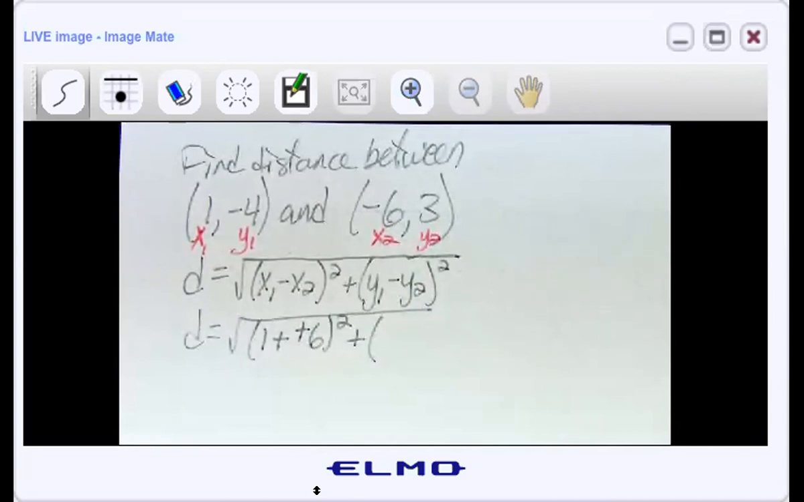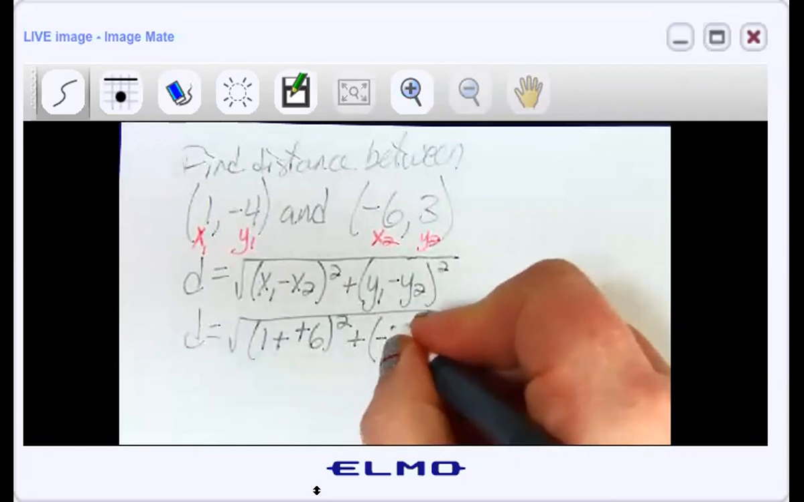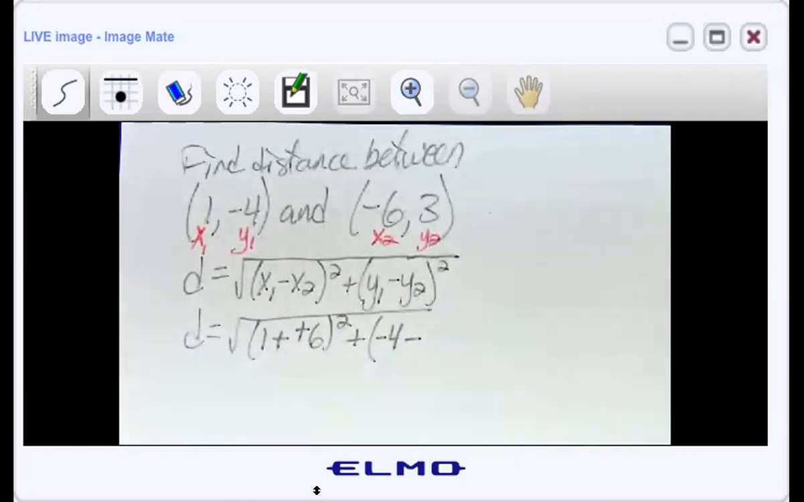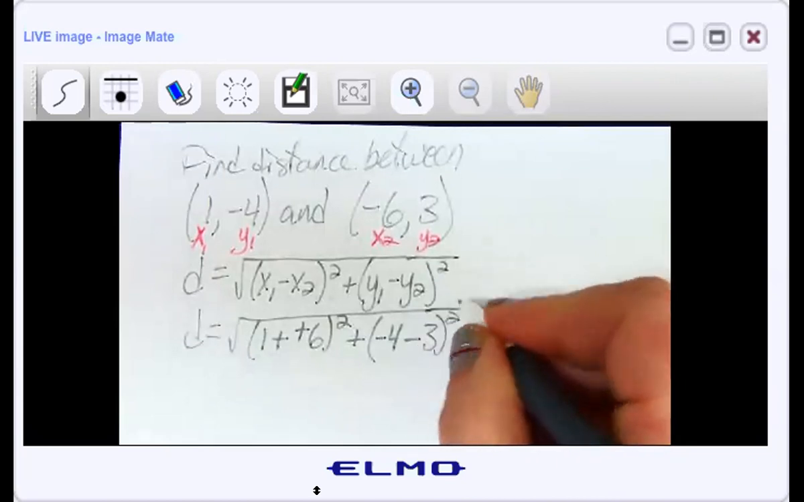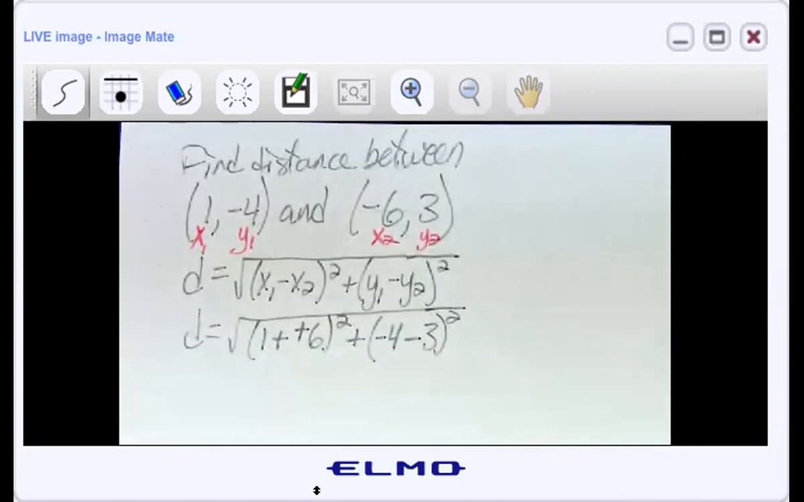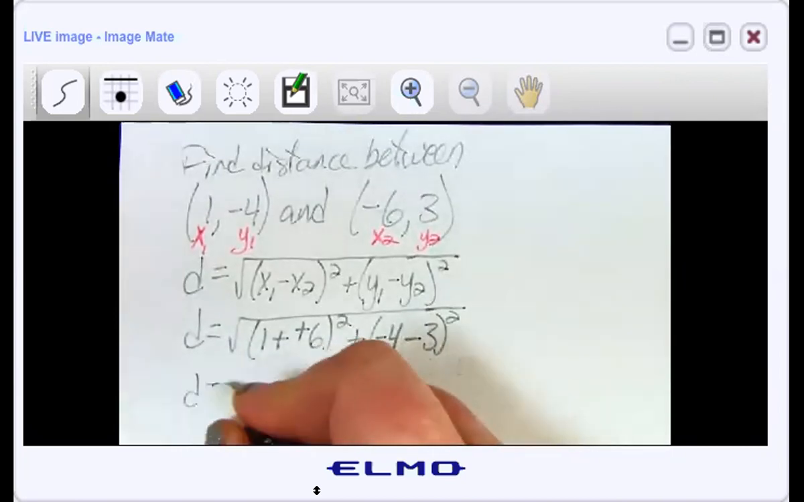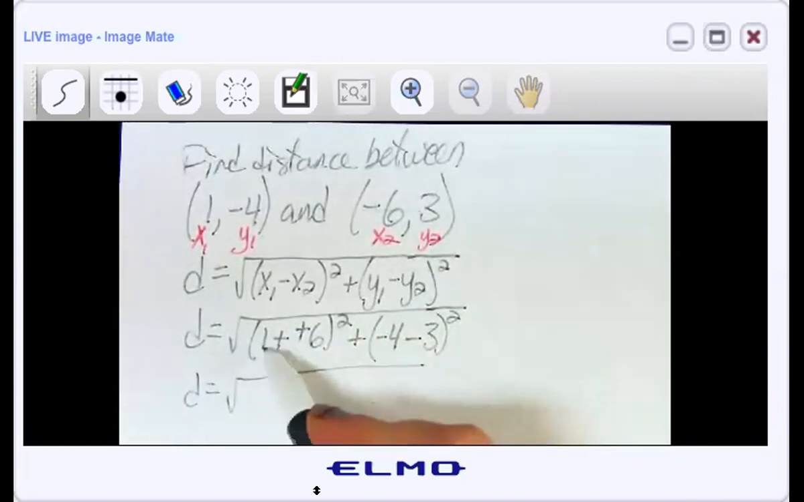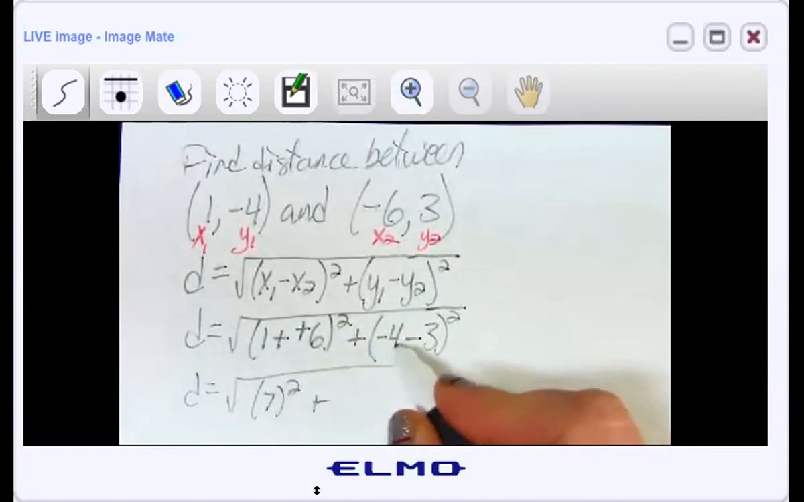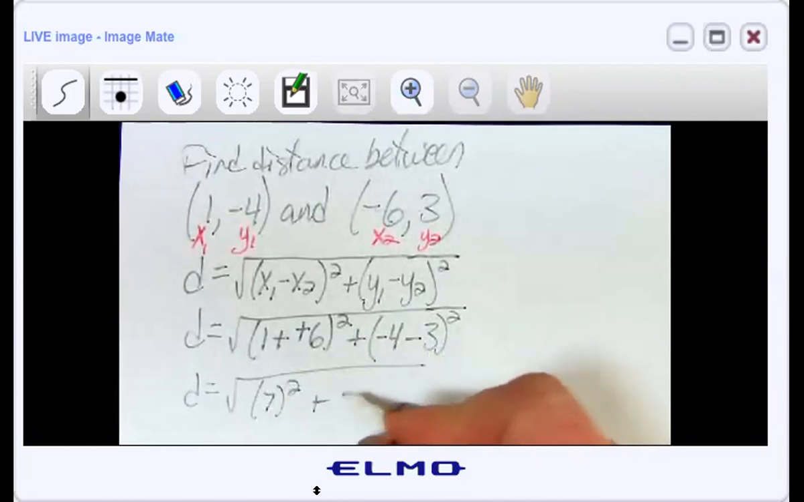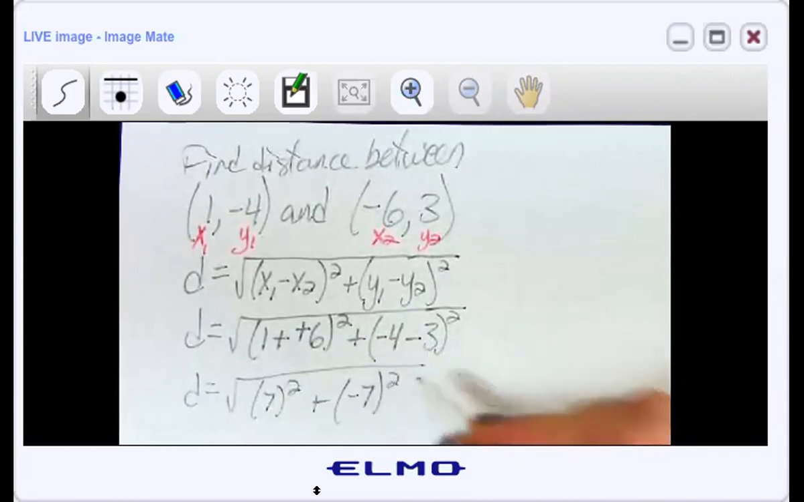All right, y1 is -4. So watch how I write it. I write it -4, and then I always put a minus sign. Always, no matter what. And then I look and see what y2 is. This time it's just a 3, so then I just put a 3. If I need to change it to plus the positive after, that's when I do that. All right, now I'm here. So now I want to do 1 plus 6 is 7. And -4 minus 3 is -7, right?